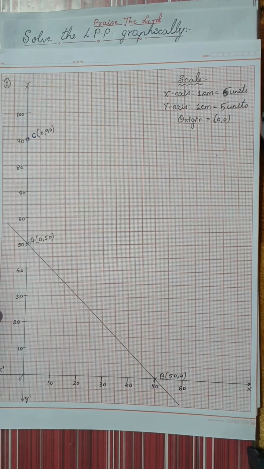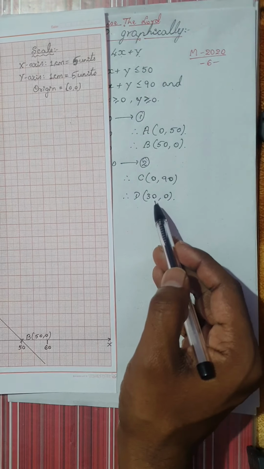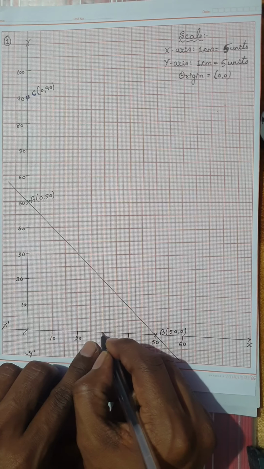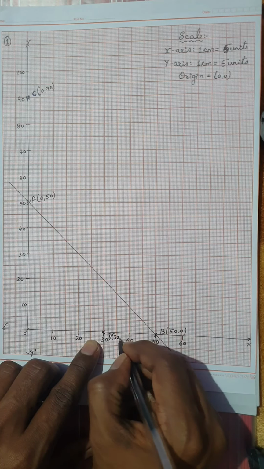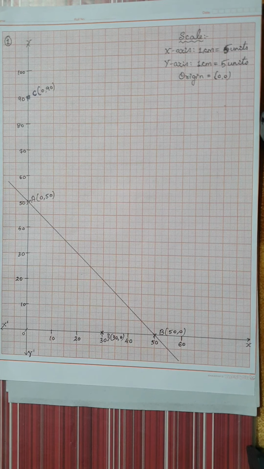Okay. Now once you plot the point C, go for the point D. D is 30 comma 0. Okay, so the point 30 comma 0 is here. You can write this as D. This is 30 comma 0, right? Kindly plot it very carefully.